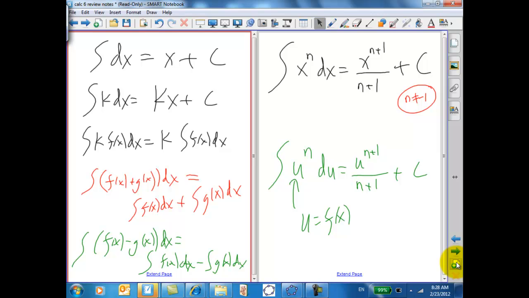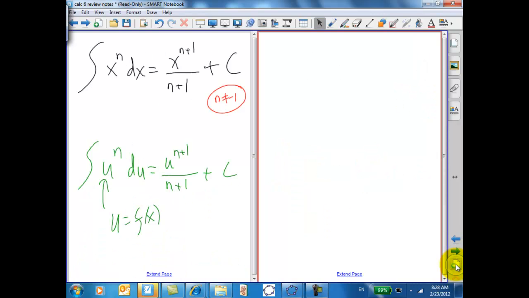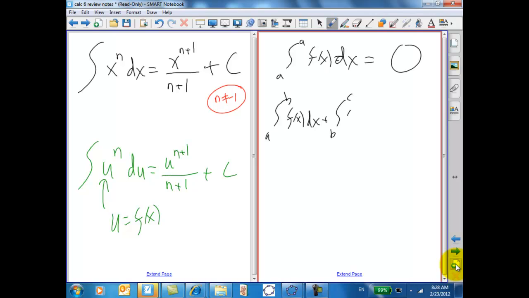Okay, a few more suggestions for the formula sheet. And then we'll start looking at the examples. Integral from a to a of f of x dx. 0. That's that tricky one, right? Because it's the area under the curve. If your left and right bounds are the same line, you just have a line segment, so it's 0. Integral from a to b of f of x dx plus the integral from b to c of f of x dx.